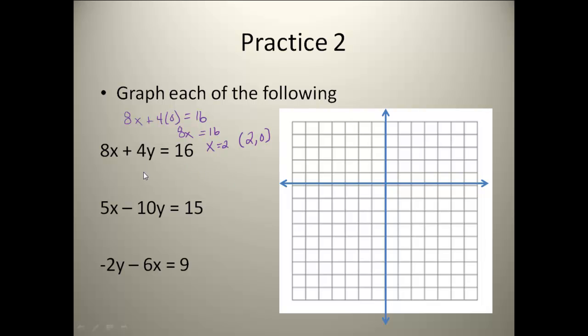Then I'm going to find my y-intercept. So I'm going to set a 0 in here for x, and then I'm going to solve it for y. So I get 4y is equal to 16. Divide both sides by 4, and I get y equals 4. So my y-intercept is the point 0, comma 4. Now I can go over here to my graph and I can plot those 2 points. So if I go over 2 up 0, I've got my x-intercept. Go over 0 up 4, get my y-intercept, connect them with a straight line, and there I would have my graph. So now go ahead and pause the video and do the graphs for these other two.